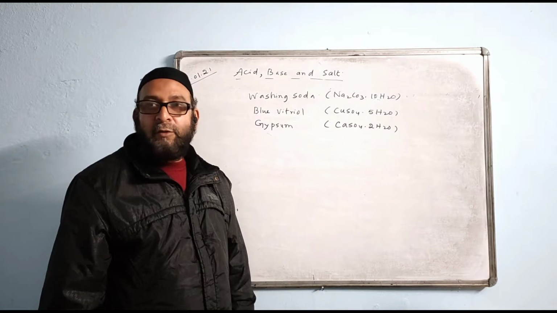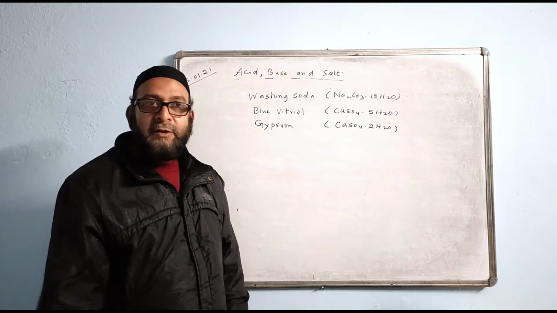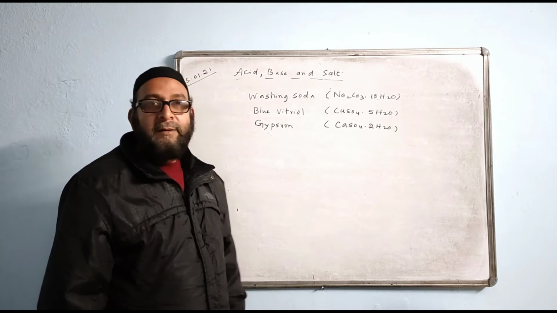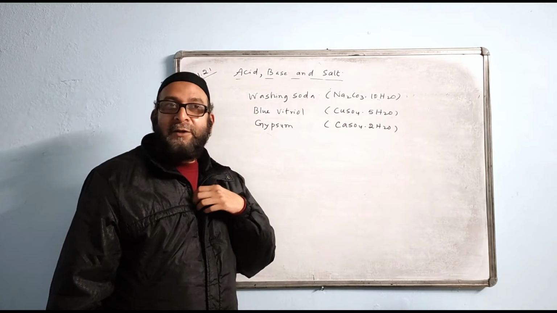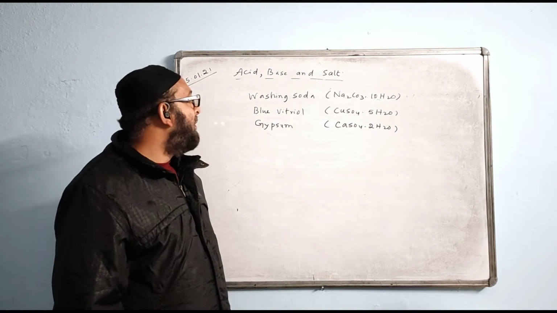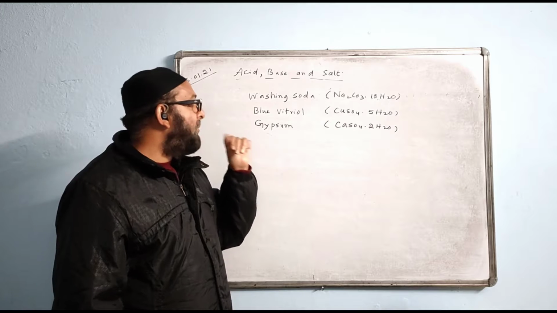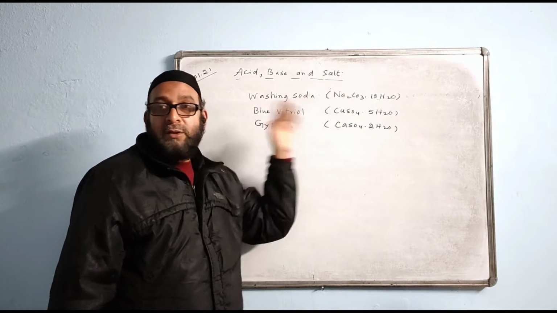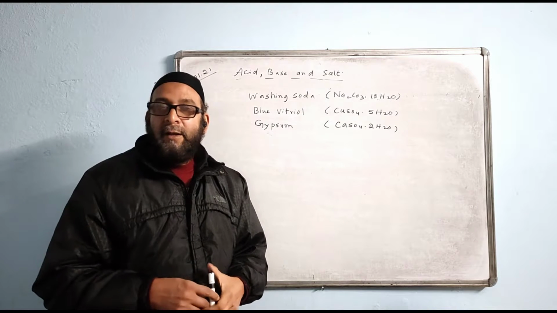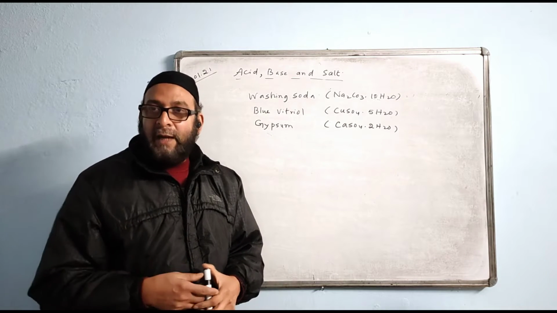FeSO4.7H2O, that was green vitriol. And oil of vitriol is sulfuric acid, isn't it? Remember, good. Now, when these hydrated salts lose their water of crystallization, they change into powder. And we call them anhydrous salt.